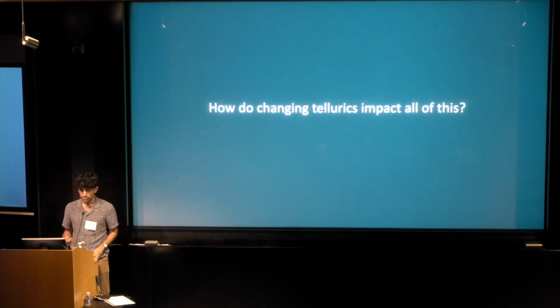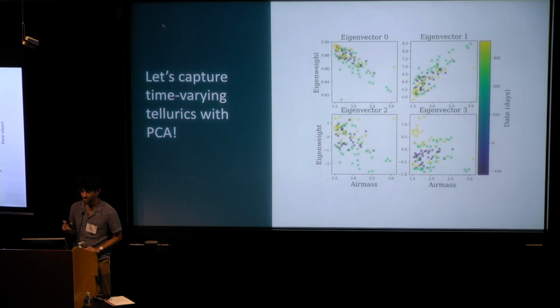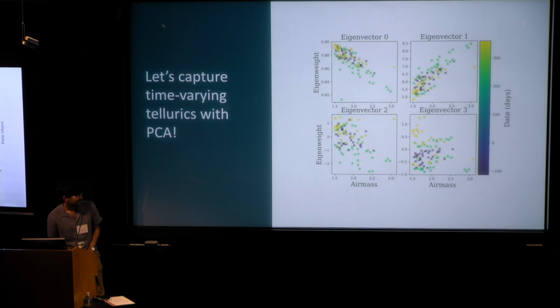So let's start answering that first question. Things look nice at first, but what happens if we start changing those tellurics? First, I'm going to do a brief segue, talk about how we simulate varying tellurics in a cool data-driven way, because PCA, data-driven stuff. And the way that we did that is by stacking a bunch of standard star observations.